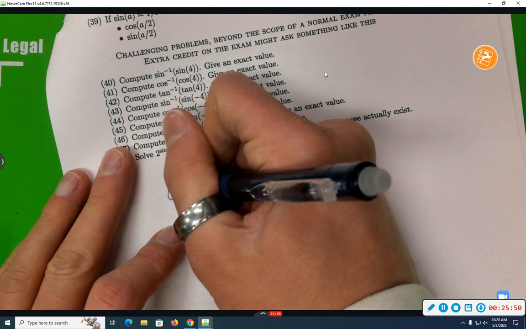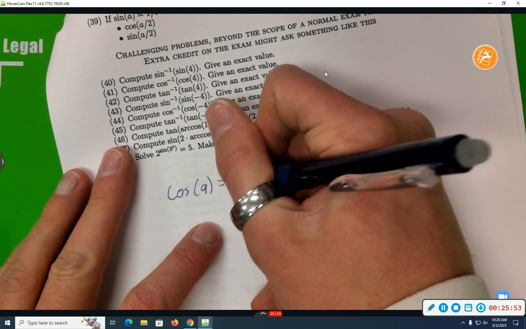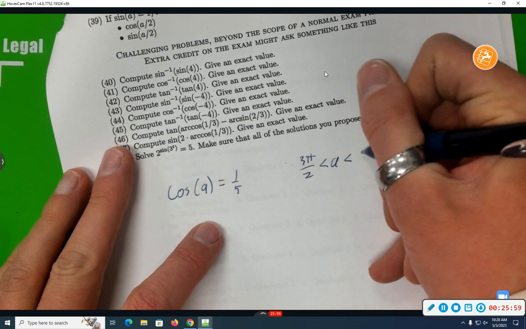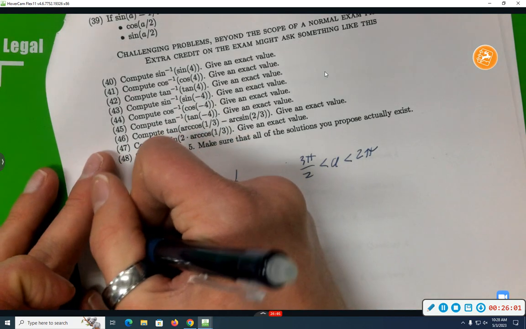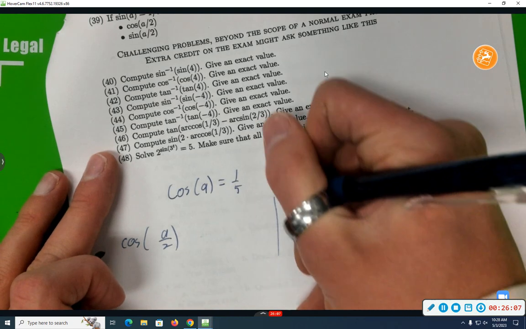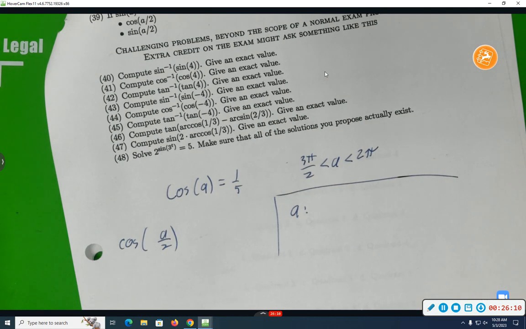So I'm going to write down the same problem again. Cosine of A is 1/5, and 3 pi over 2 is less than A is less than 2 pi. I would like to know the cosine of A over 2. To do that, let's figure out what A is, because we can. How many angles are there in this range that have cosine equal to 1/5? Just one. And in fact, we can write down the name of that thing by using inverse trigonometry.